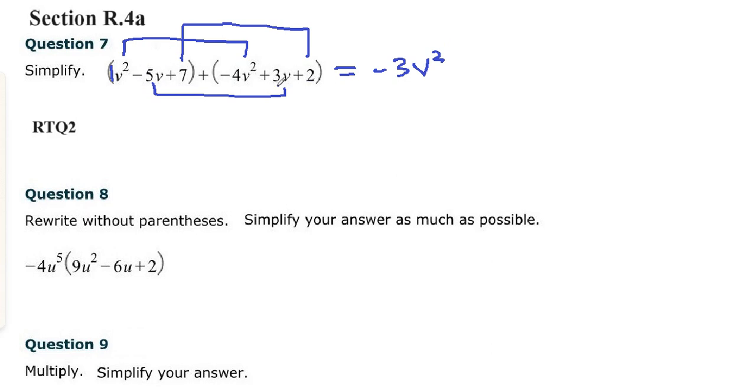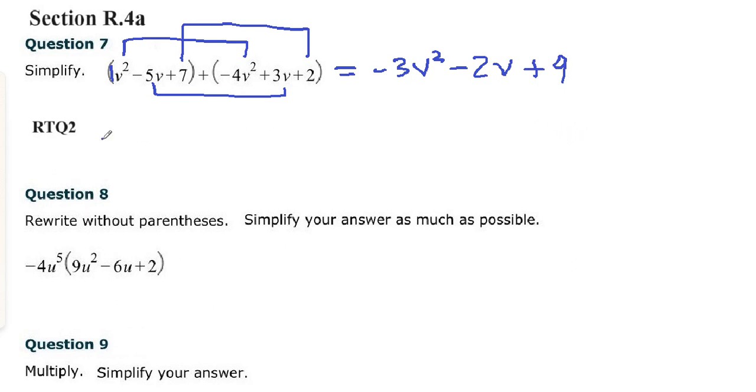Negative 5v plus 3v, so negative 5 plus 3, negative 2v. And then positive 7 plus 2 plus 9. So you are just combining like terms there.